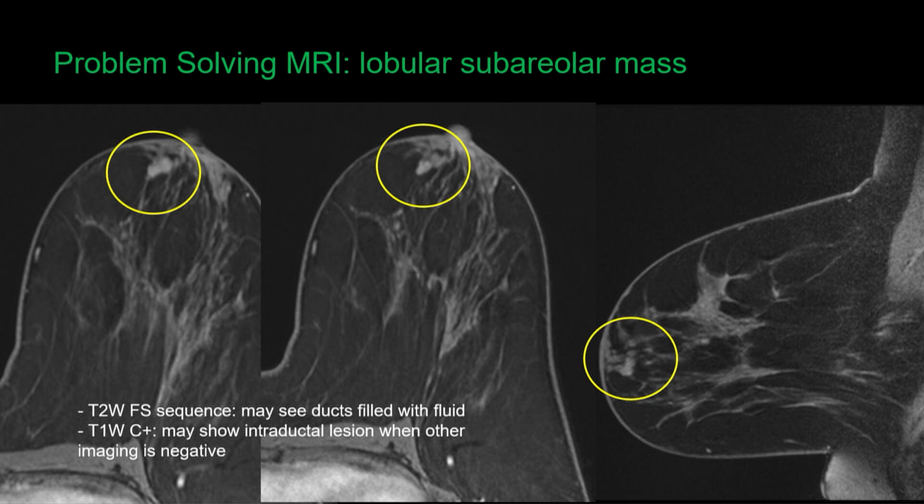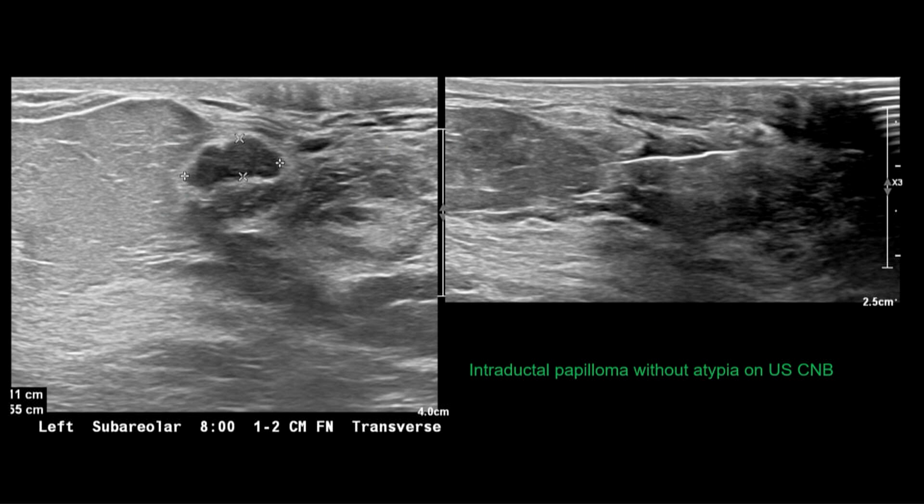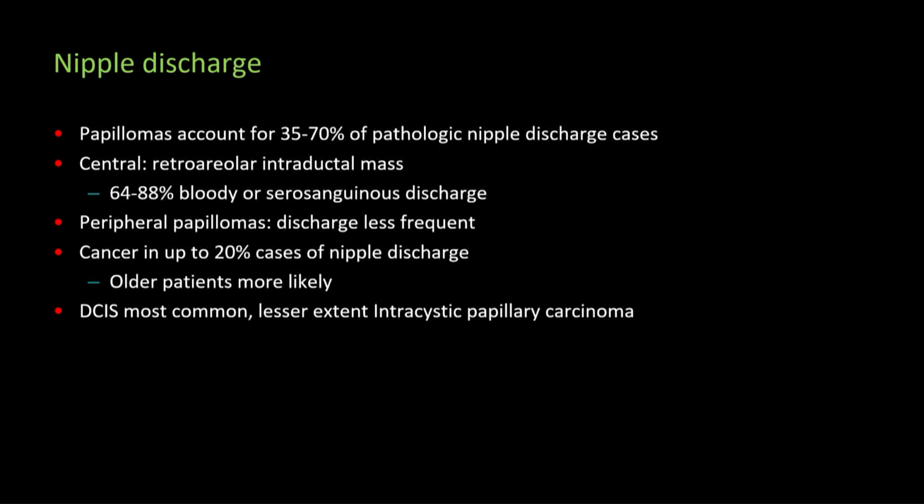Now that we see it under MRI, we can target our ultrasound better, and there's a beautiful correlate here at 8 o'clock, 1 to 2 centimeters from the nipple. This is an intraductal papilloma without atypia. And so, as we know, papillomas account for up to 70% of pathologic nipple discharge. If they're central, they're going to be retroareolar intraductal masses. Peripheral papillomas can occur. Discharge is less frequent. For nipple discharge, cancer can be seen in 20% of cases, with older patients more likely, and if it is cancer, it's often DCIS or intracystic papillary carcinomas.